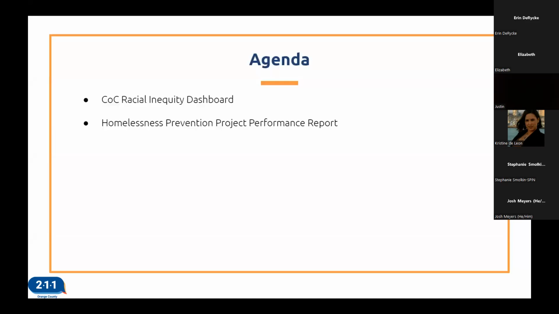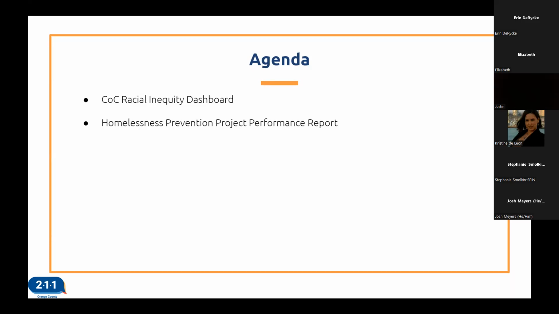Next slide, Elizabeth. So we have two topics for you today. We are going to be talking about the COC Racial Inequity Dashboard as well as the Homelessness Prevention Project Performance Reports. For the COC Racial Inequity Dashboard, this is a follow-up to conversations that we've had over the past couple months. We did already release an agency racial inequity dashboard, so that is available in HMIS now if you're interested to see how your own data looks in terms of racial inequity at your agency.